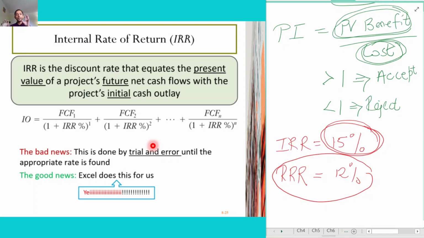So for this discount rate, maybe this would be our cash flow. For that discount rate, maybe this would be our cash flow. Okay, so trial and error would take time. It would take maybe 10-15 minutes to find the IRR. But with Excel, you can do it in like a minute. If you know how to do it, it will probably take you less than a minute.